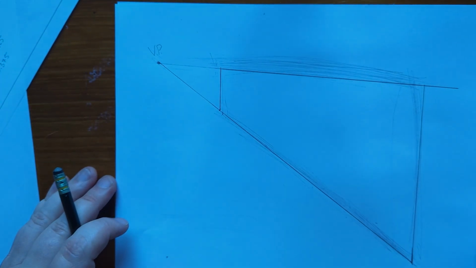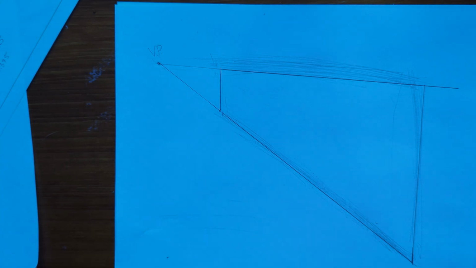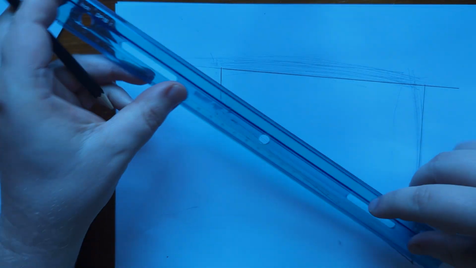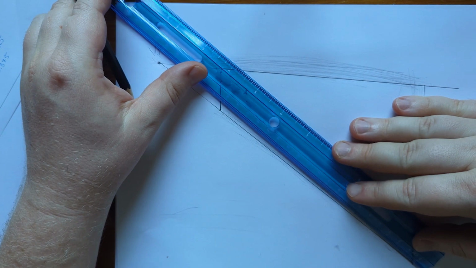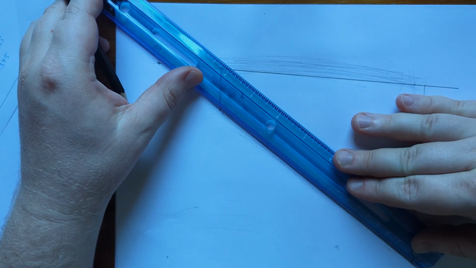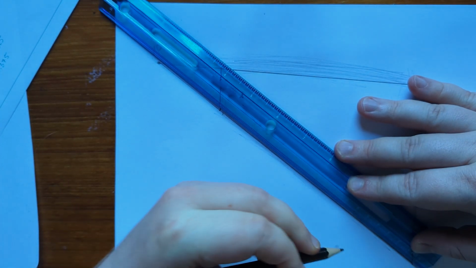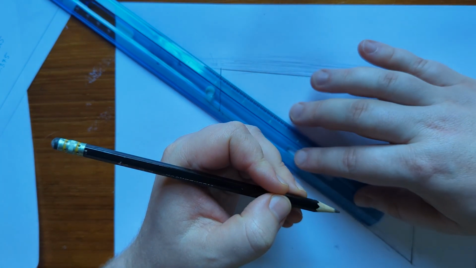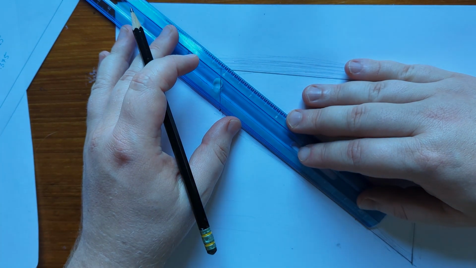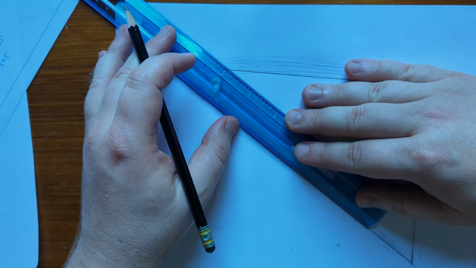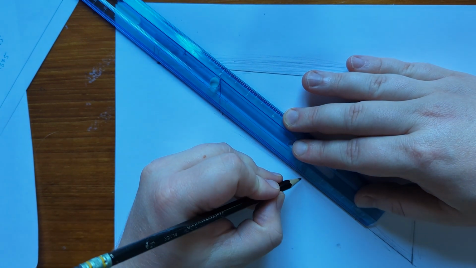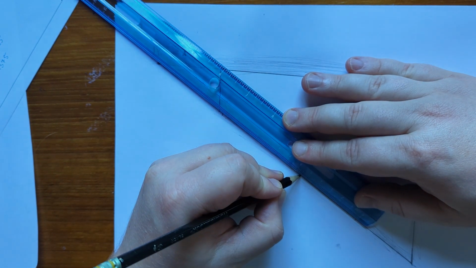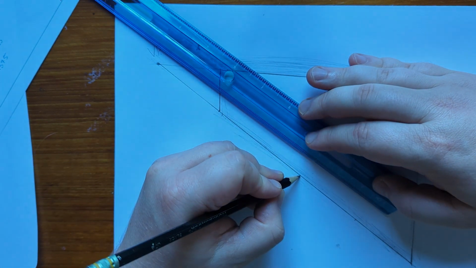For the next step, I'm going to start taking my dimensions from the Excel spreadsheet and marking them along this bottom line here. So these are all measured in millimeters. Looks like we've got 54 for that first dimension. 54.